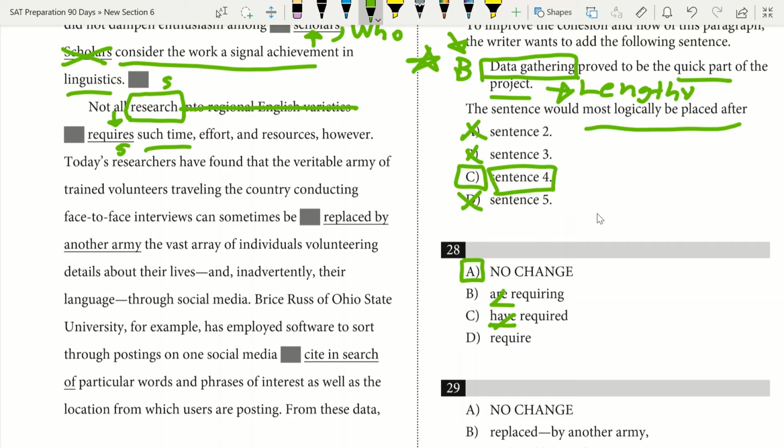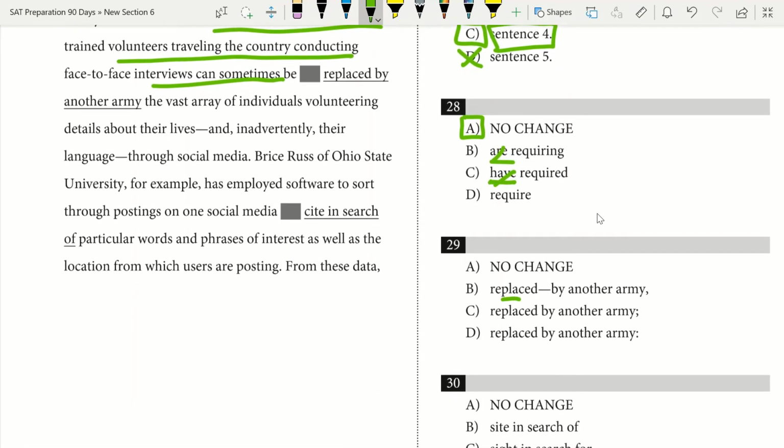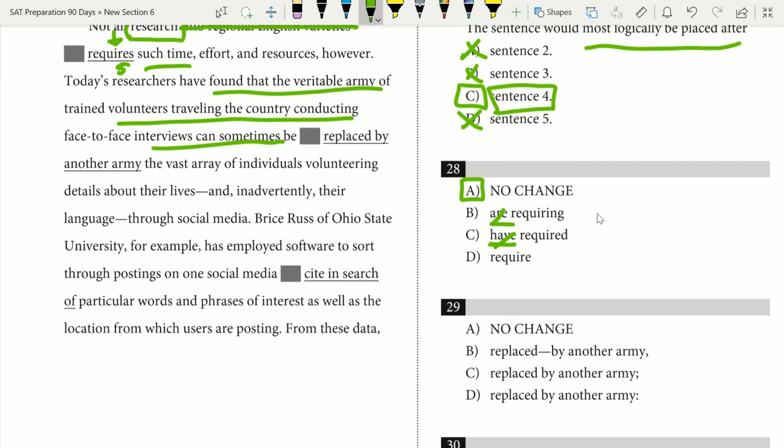Okay, next up we've got, however, today's researchers have found that the veritable army of trained volunteers traveling the country conducting face-to-face interviews can sometimes be replaced by another army. Okay, I'm guessing I see I have all the same words, so it's just dealing with punctuation here. So as far as punctuation goes, if I read this, I'm going to put it in blue so you can see what I'm talking about now a little bit better. Let me erase this. We have today's researchers have found that the veritable army of trained volunteers traveling the country conducting face-to-face interviews can sometimes be replaced by another army. Okay, that ends my first independent clause. Okay, so I'm ending my first independent clause there.